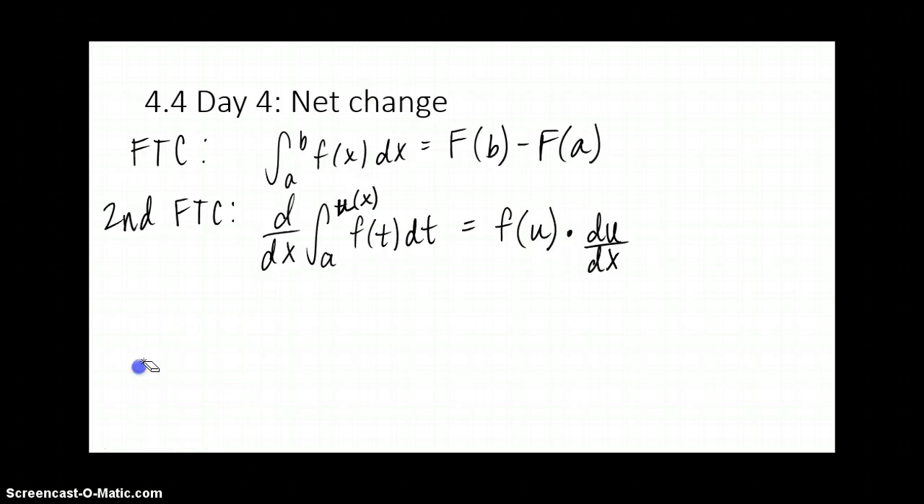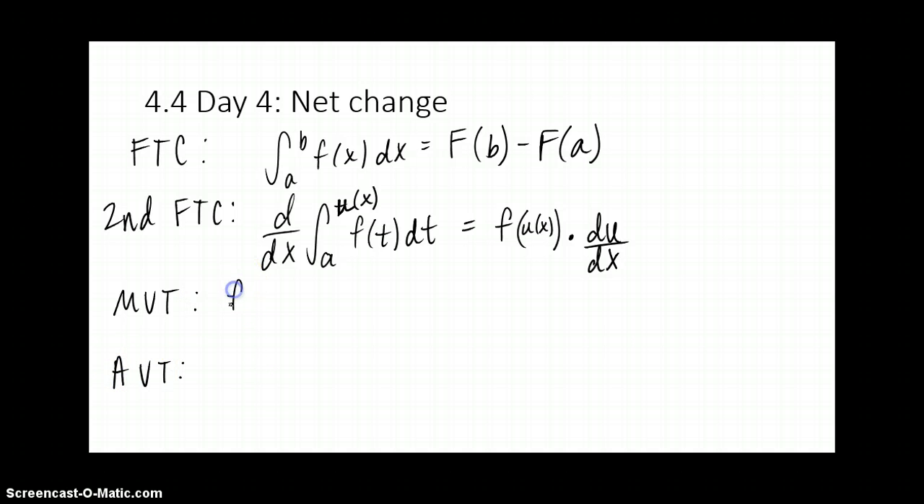So let me clean this up. Whatever that function in terms of x is, and then we multiply by whatever the derivative of that boundary is, that function u. And a had to be a constant. Then we looked at the mean value theorem and the average value theorem.